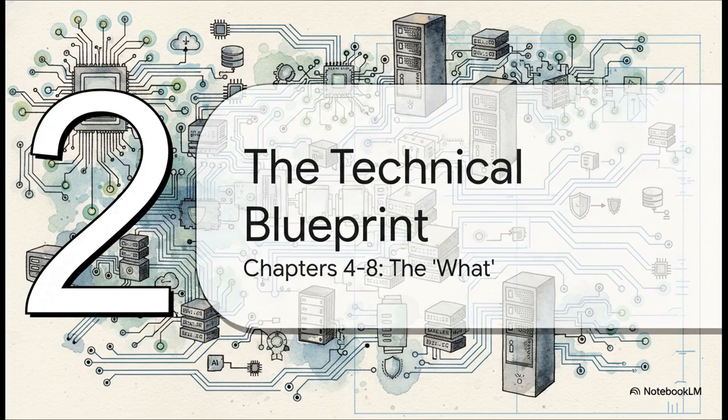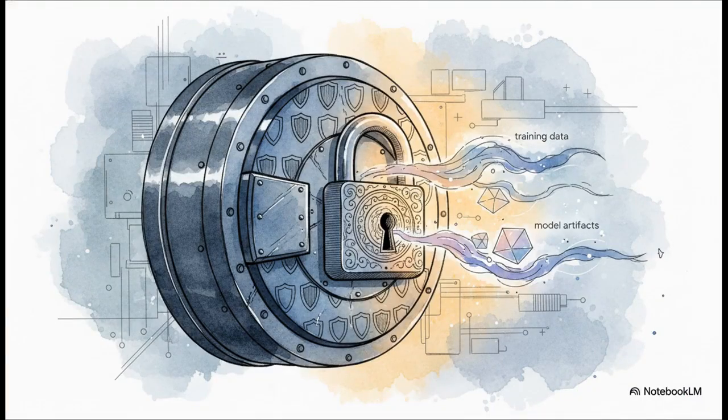All right, so with our strategy all mapped out, we moved into the technical blueprint. Chapters 4 through 8 were really the heart of the course. This is where we shifted from the why to the core what, building the actual technical fortress that's going to protect your AI assets. This section kicked off with the absolute lifeblood of any AI system, the data.